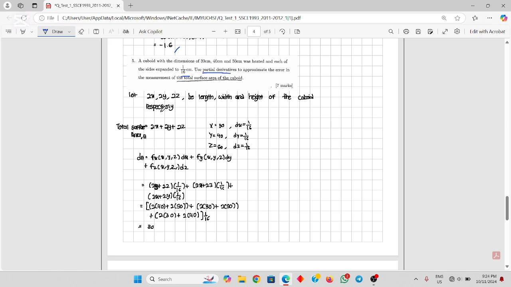So we let 2x, 2y, 2z be the length, width, and height. So the total surface is just adding all 2x, 2y, and 2z. The given values are x equal to 30, y equal to 40, z equal to 50. So dx, dy, dz will be the same value of 1 over 16.